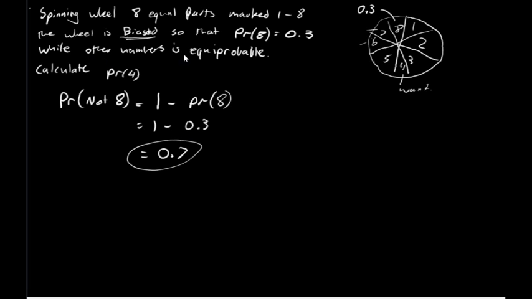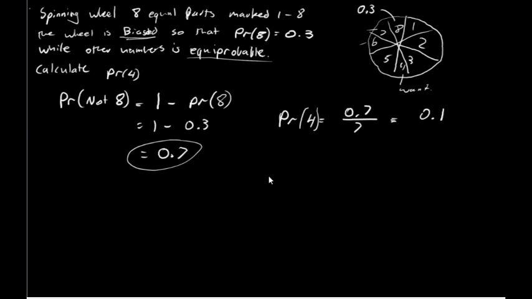So now, every other number that I've got left over is 0.7. And all these numbers are equally probable, so it's an equal chance of getting these other numbers. So the probability of getting a 4 is going to be 0.7, and I'm going to divide it up into 7 bits, because there's 7 left over. So to work that out, 0.7 divided by 7 gives me 0.1.